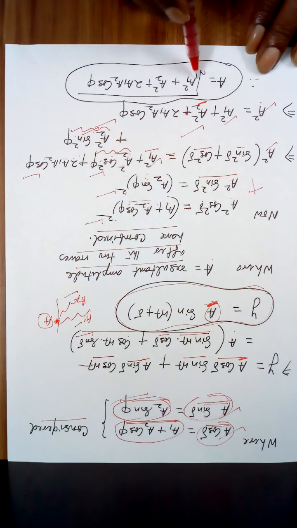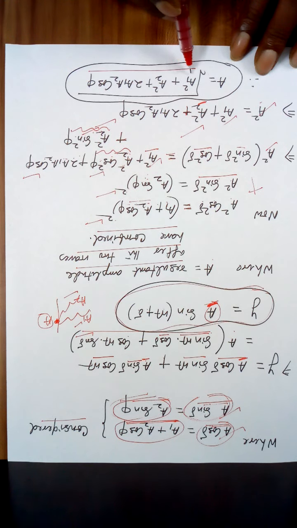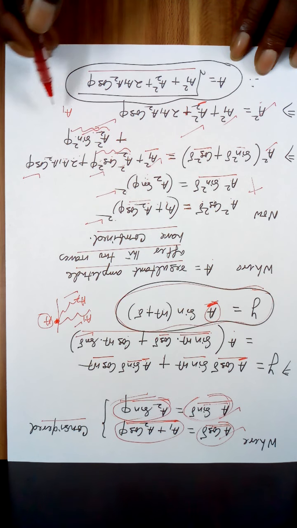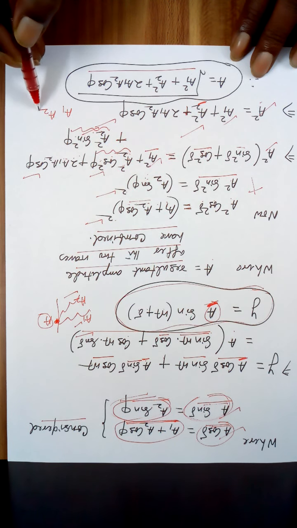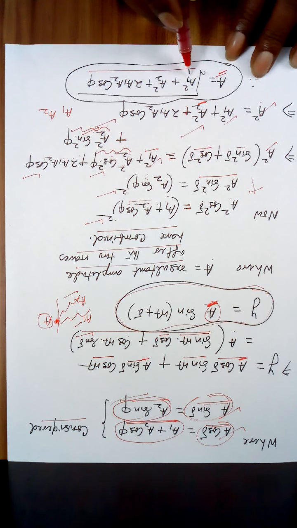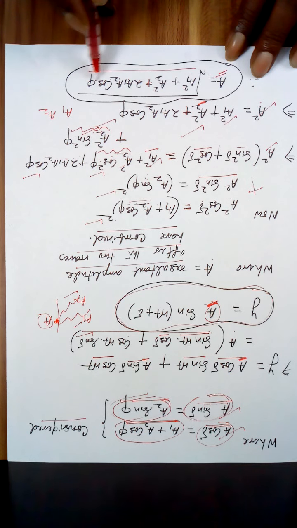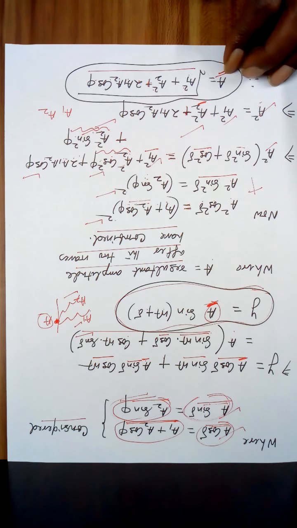So your a will be the square root of this. So when two waves, one having amplitude a1, the other having amplitude a2, combine, the resultant amplitude a is given by the square of the amplitude of the first one, plus the square of the amplitude of the second one, plus 2 times the amplitude of the first one, the second one, cos phi, square root of that, right?